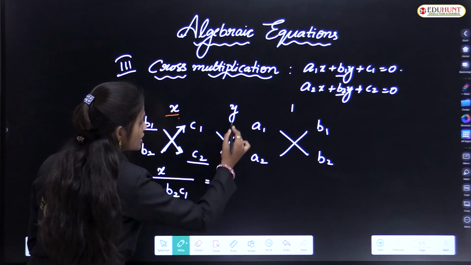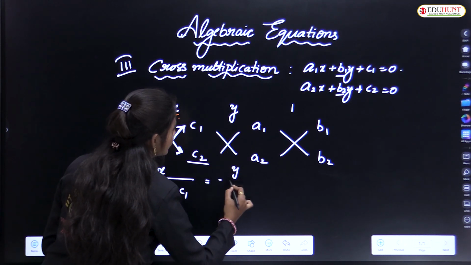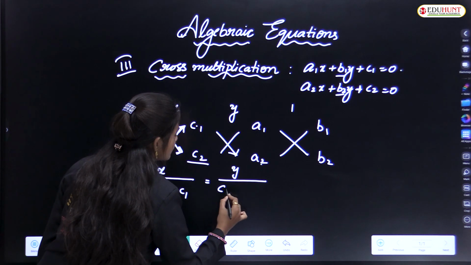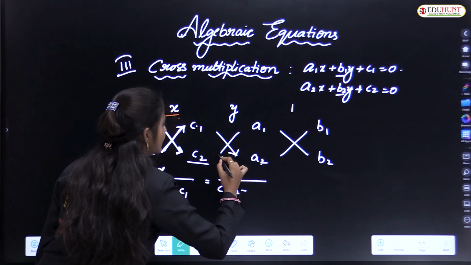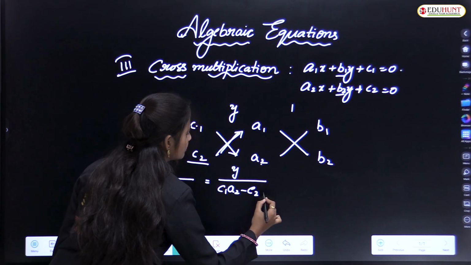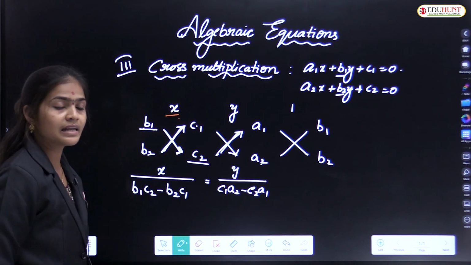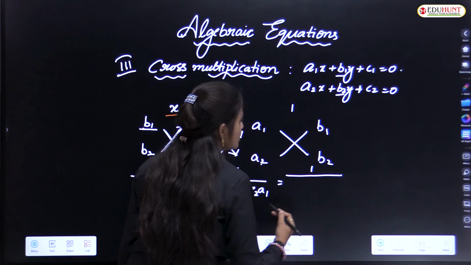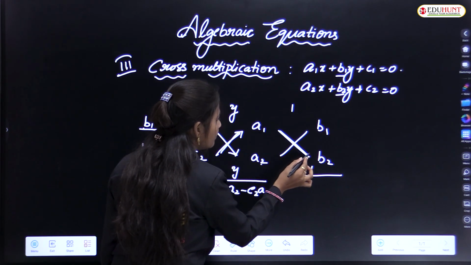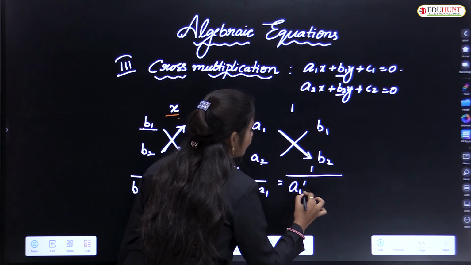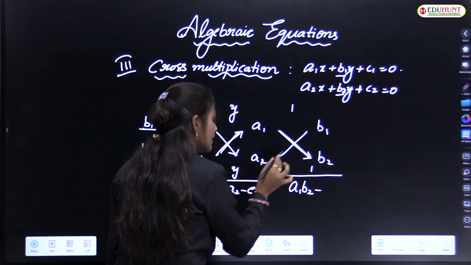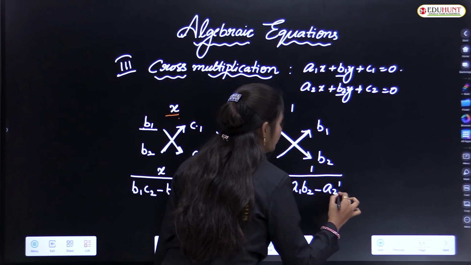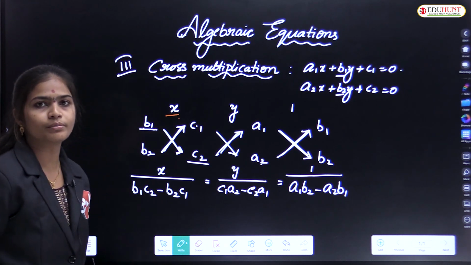Which is equal to, now write for y, that is c1 a2 minus c2 a1. Which is equal to the constant term, we are writing 1 by a1 b2 minus a2 b1. So this is the formula.